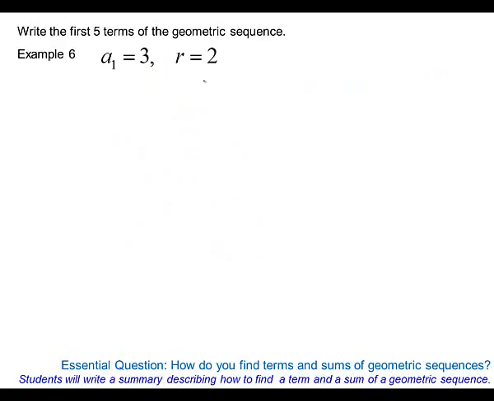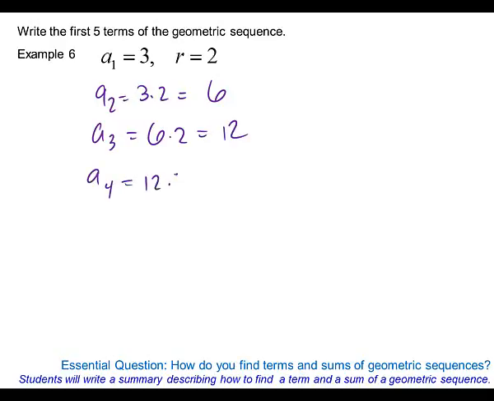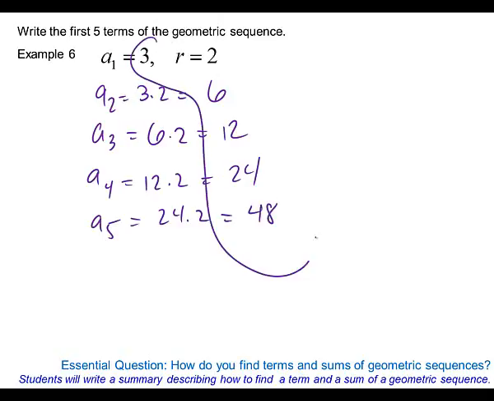What do you have to multiply each one by now? 2. So to get a sub 2, I do 3 times 2, which is 6. A sub 3, I'm going to do 6 times 2, which is 12. A sub 4, 12 times 2, which is 24. And to get my 5th term, 24 times 2, which is 48. And again, if you want to write it as the list, that's okay too.